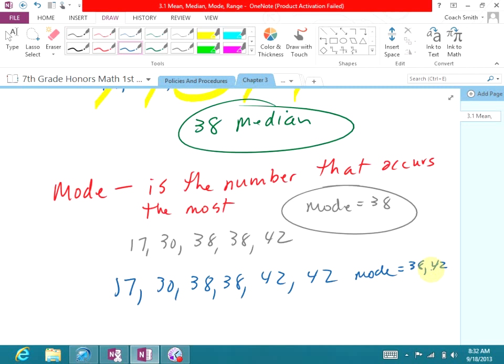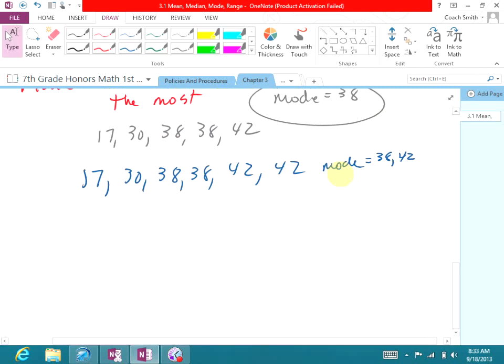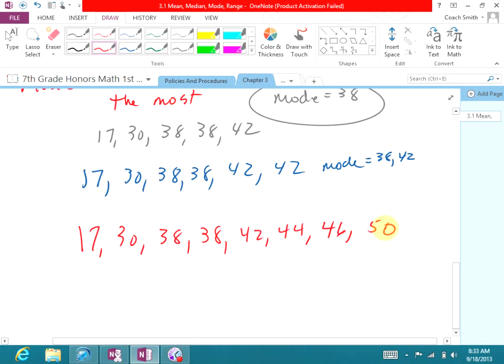Lainey? Okay, so like on the median, it's the middle number. Yep. So say that there's like on here we have only 5 numbers. Say there's like 6, 8, 10 numbers. If we have, let's just look at that. Let me add some to these. Let's say we had 17, 30, 38, 38, 42, 44, 46, 50. It's an even number, right? 1, 2, 3, 4, 5, 6, 7, 8.